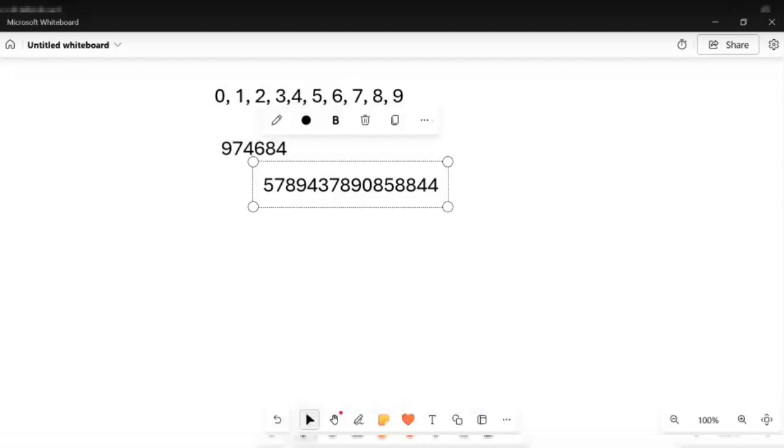Good. So what I was trying to explain, I hope it is clear to you regarding what is called digits and what is called numbers. Do you understand it?